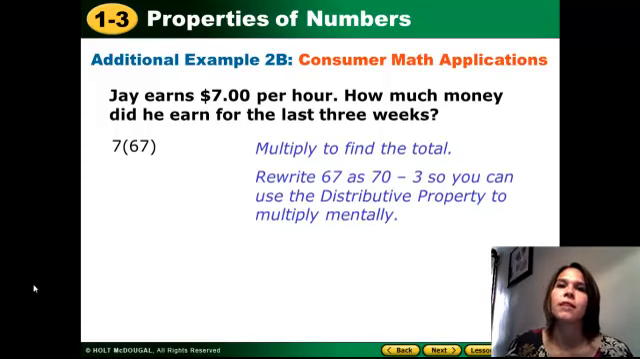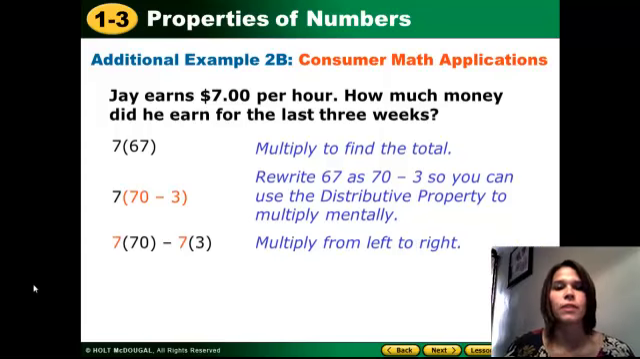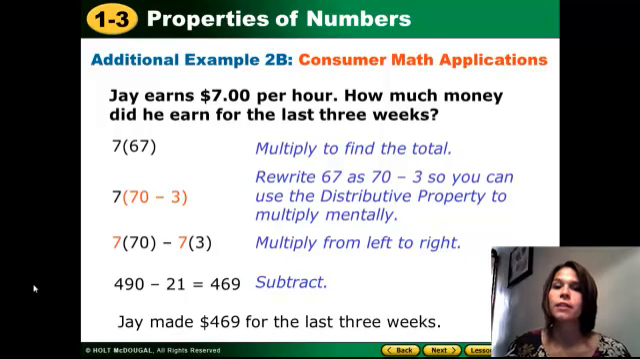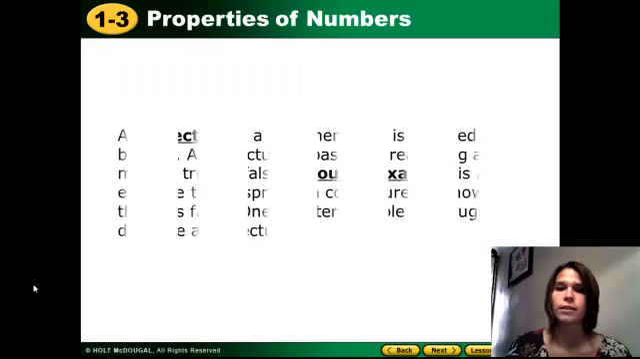67 is really close to 70, so let's break that apart into 70 minus 3. These numbers I can do mentally. 7 times 70. 7 times 7 is 49 with a 0 at the end. 7 times 3 is 21. So using the distributive property, I break that apart. 490 minus 21, and I can get an answer of 469. Again, it's a word problem. Let's make sure and use the correct unit. So Jay made $469 for the last 3 weeks.